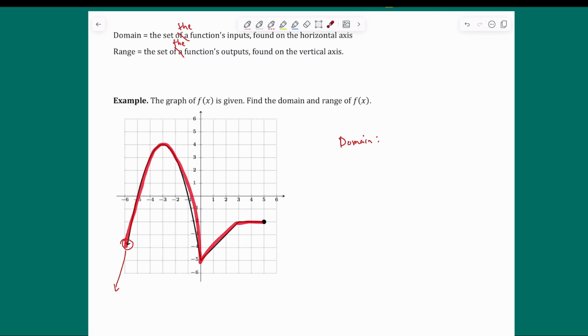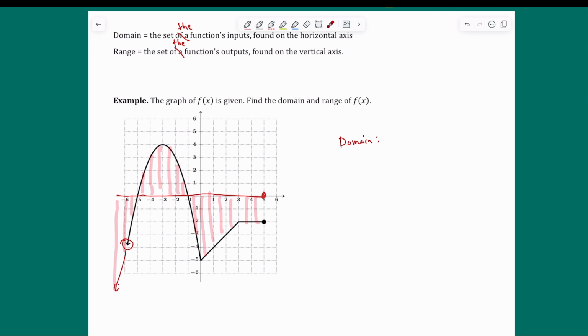And technically, as we're tracing, you can see that the x values are being attained going this way, and then stopping at 5. So you notice, since I'm going from left to right, if you project onto the x-axis here, all the x values are being attained up to 5.